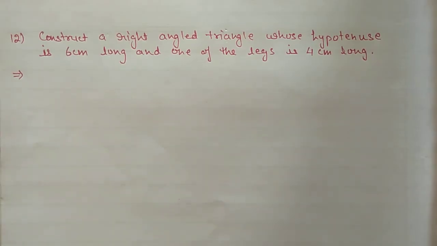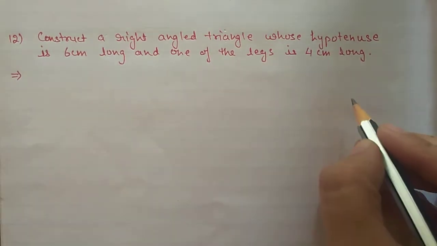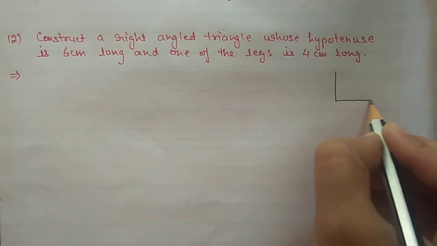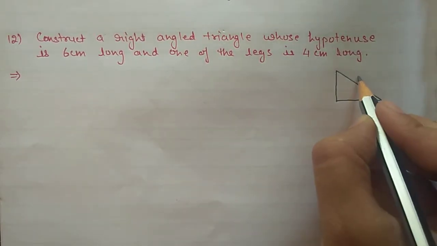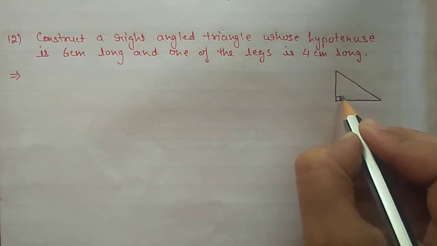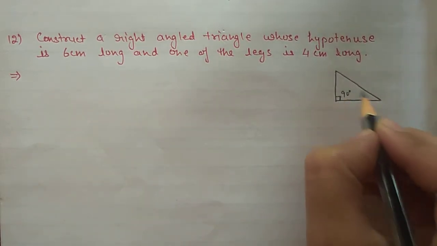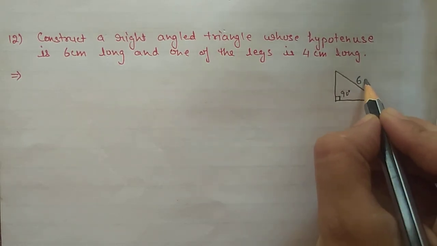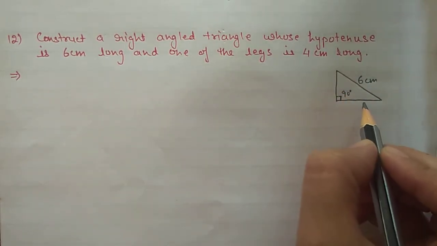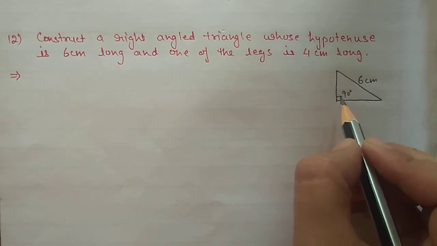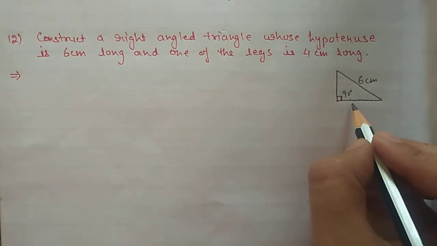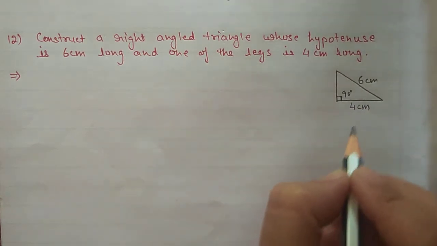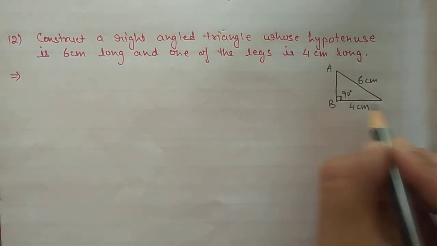Next, question number 12. Construct a right angle triangle whose hypotenuse is 6 cm and one of its legs is 4 cm. So hypotenuse means the side opposite to 90 degree. So the figure will be like this. This side which is opposite to 90 degree, right angle means it is a right angle triangle. This angle is 90 degree. This side is here 6 cm, and these two sides we will call the legs of the right angle triangle. So one leg is given 4 cm, so that 4 cm we will take as base. So our figure will come like this.